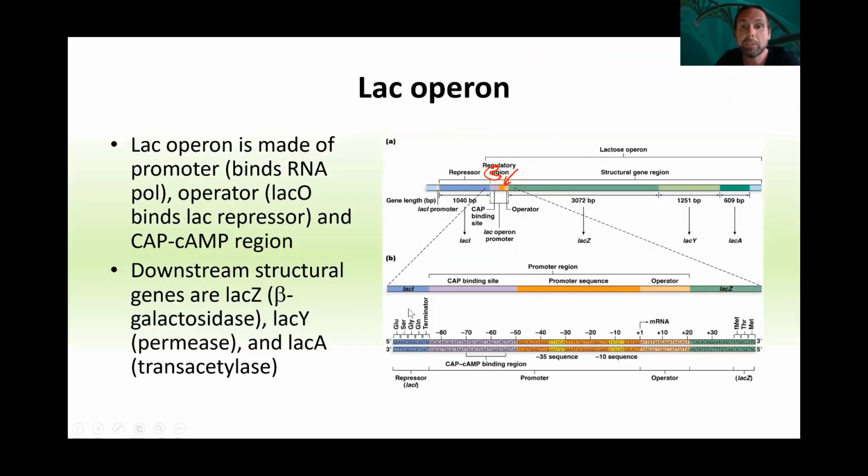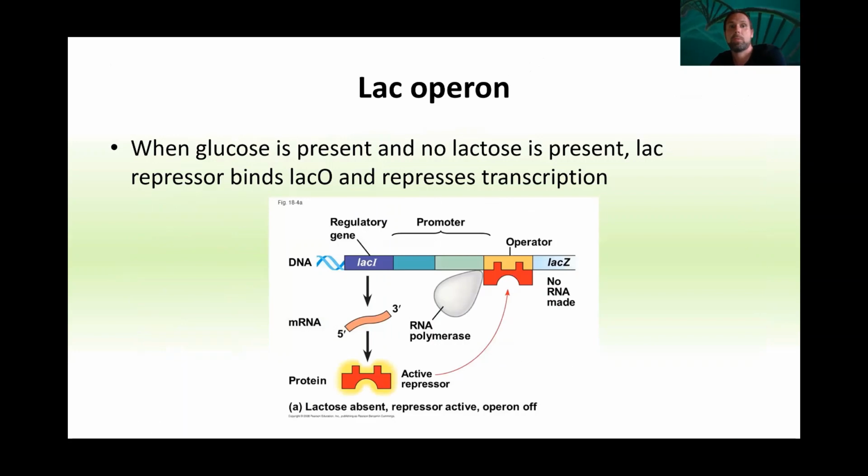Let's see. So let's go ahead and look at how this works then. If glucose is present and lactose is not present, then there's absolutely no reason for the E. coli to produce these genes, your LAC-Z and your LAC-Y and your LAC-A. Why waste the energy making these enzymes to break down lactose if you don't have any lactose? So in the case where glucose is present and lactose is not present, then you're going to have a repressor protein that comes up and binds to the operator and blocks RNA polymerase from transcribing, and the gene is off. Okay, easy enough, right?